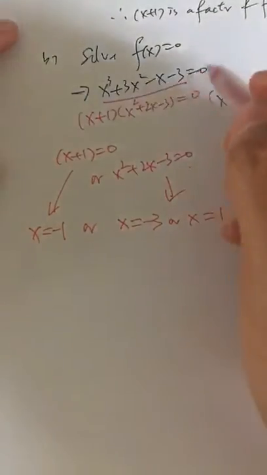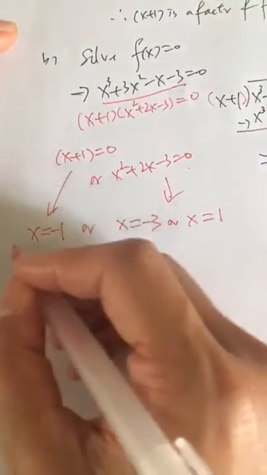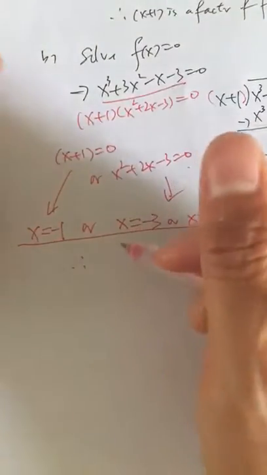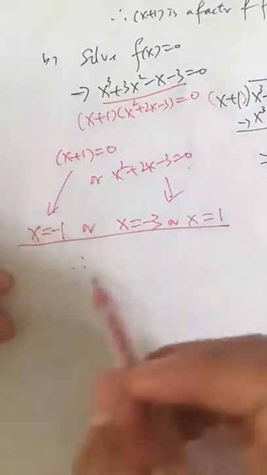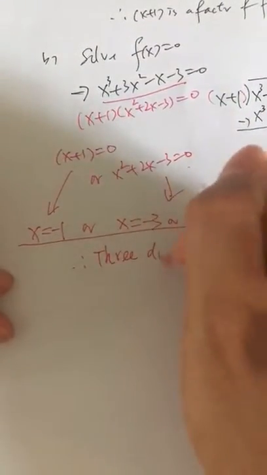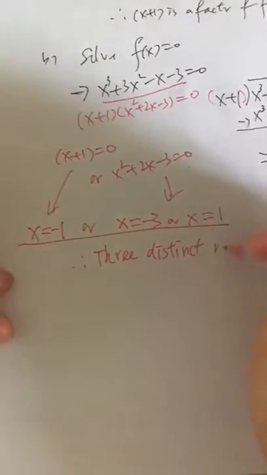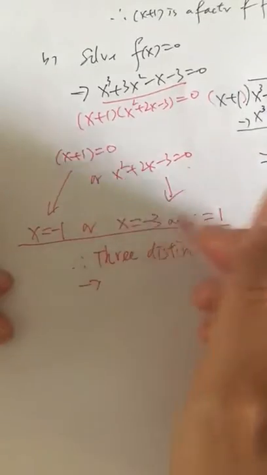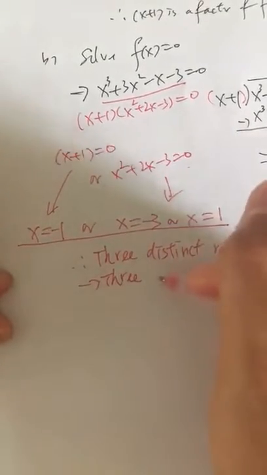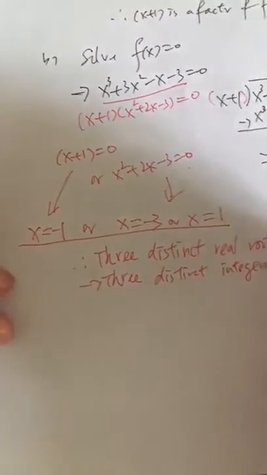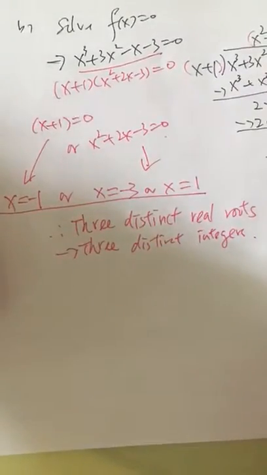So from these, usually, sometimes the question may have a little bit of change, so I can state a few different conclusions for you. So we have 3 roots, or we have 3 distinct real roots, or sometimes you can see the nature, 3 distinct integers. Okay.